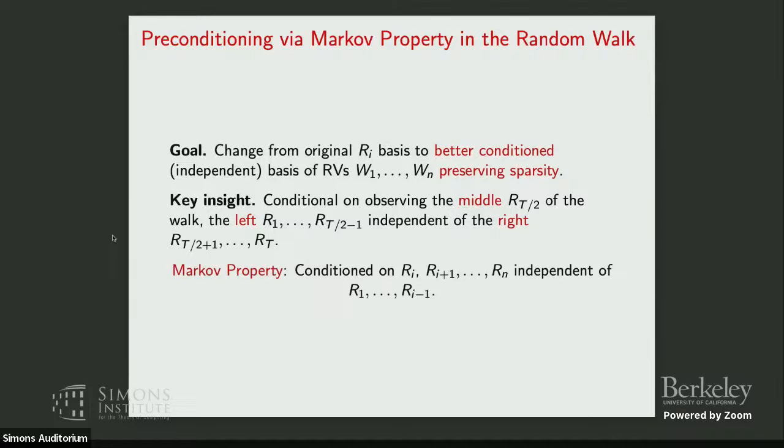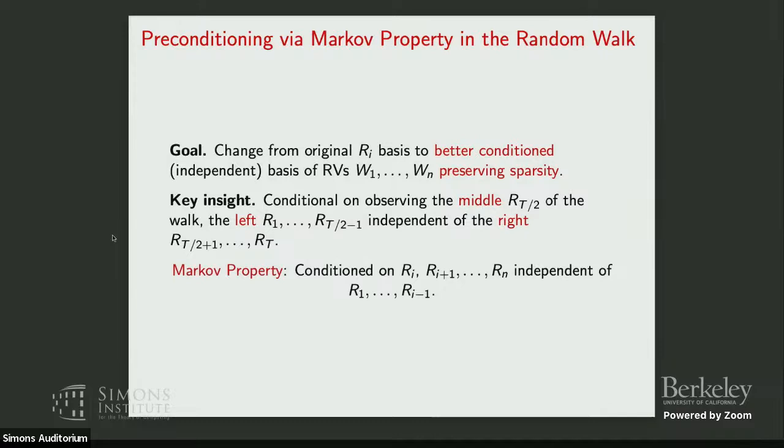If I take the middle vertex, the Rn/2-th variable, then everything to the left of it, the first half minus 1 variables, become independent of the right half minus 1 variables. Once I condition on the middle one, the left and right become independent. More generally, if I condition on the ith variable, the left and right pieces, Ri plus 1 through Rn, as a set become independent of R1 to Ri minus 1.